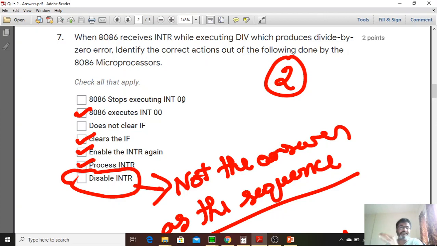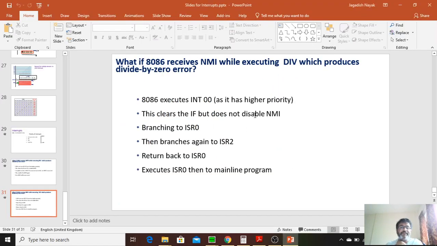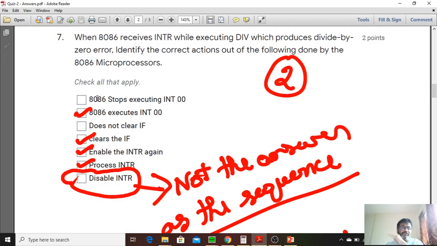These are the actions done by the microprocessor, right? Let us see. I will also show you the slides. This is the question. See, first what happens is the 8086 executes INT 00. Let us go back here. It doesn't stop executing, so it will execute INT 00. This is one of the answers.